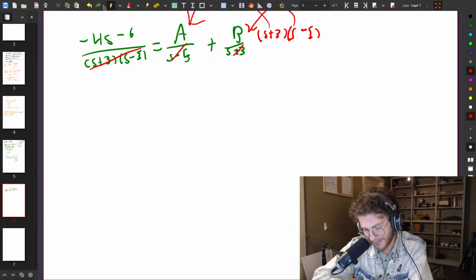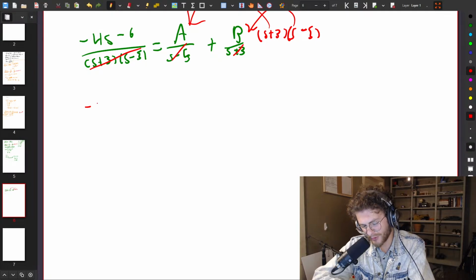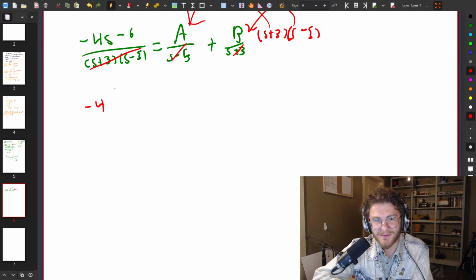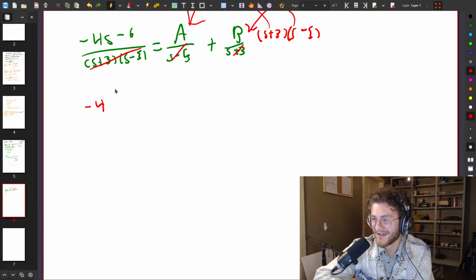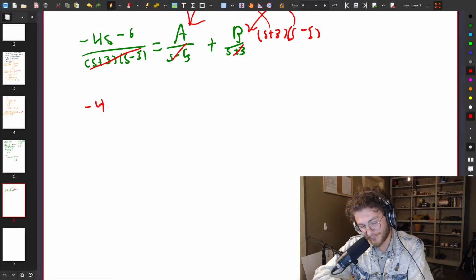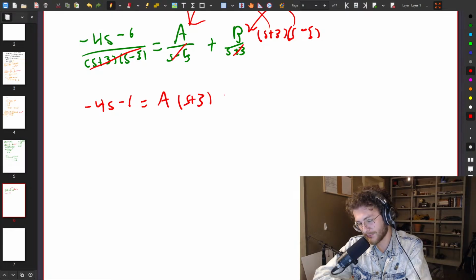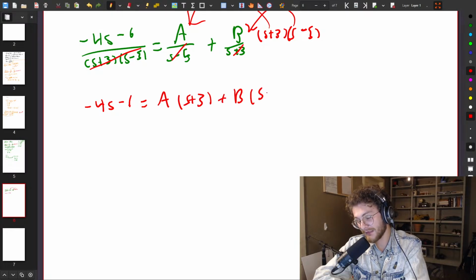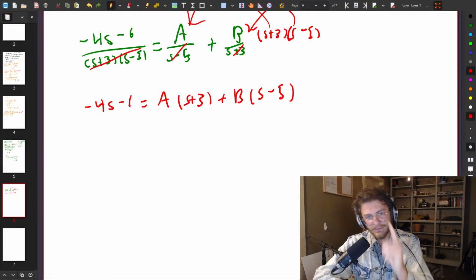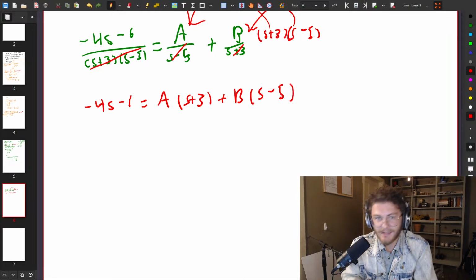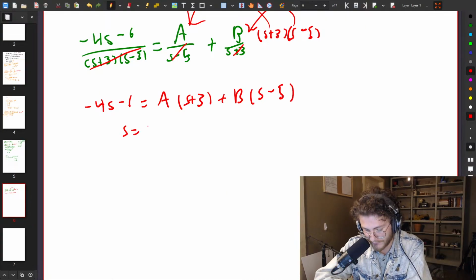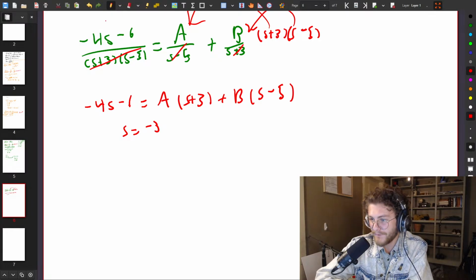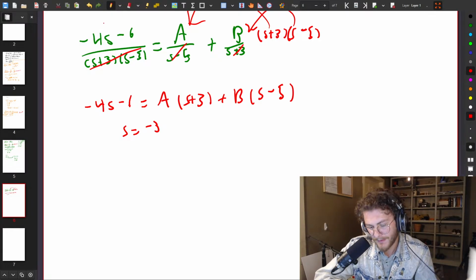So now that we've done this, we have -4s. We're going to do it in red. You know why? Because the blood of my enemy, that is this equation, will run across this page and on this YouTube live stream. -4s minus 6 equals A times s plus 3 plus B times s minus 5. And the special numbers are 5 and -3. So we're going to set s equals -3, my 1532nd favorite number.